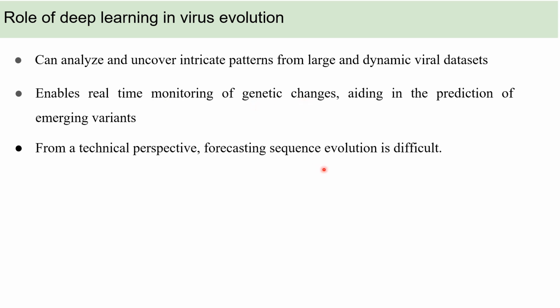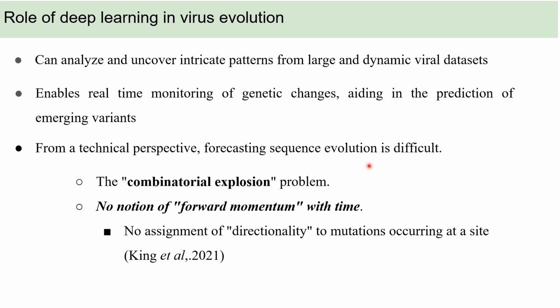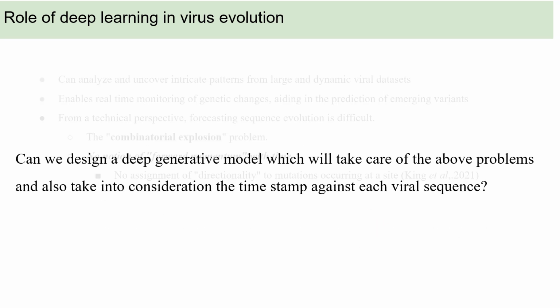From a technical perspective, forecasting sequence evolution is difficult due to two problems. The first is the combinatorial explosion problem, and the second is that there is no assignment of directionality to mutations occurring at a site with time. So in our study, we asked whether we can design a deep generative model which can take care of the above problems and also take into consideration the timestamp, or the collection date, of each virus sequence.